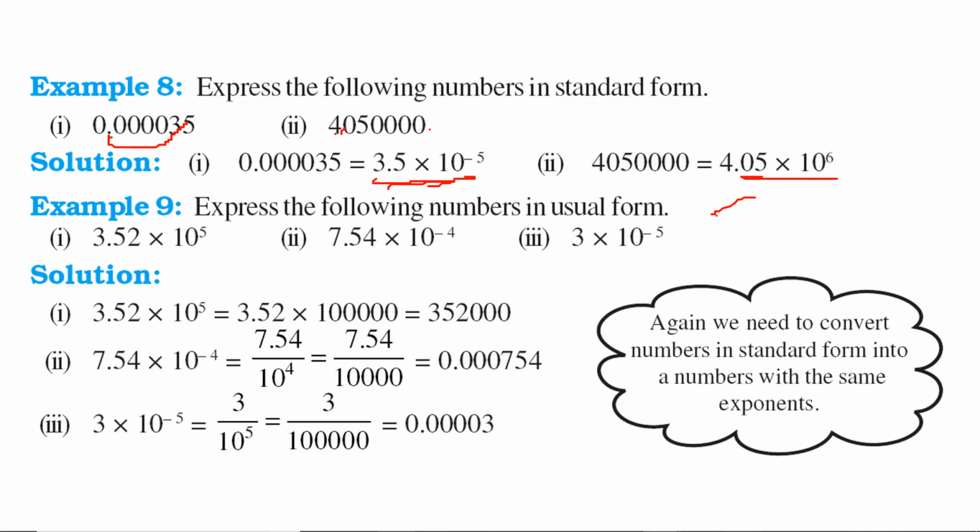Now we have to express the number in the usual form, that is 3.52 into 10 to the power 5. So you just have to multiply this by 10 to the power 5, that is 1 lakh. Similarly, 7.54 into 10 to the power minus 4 is simply 7.54 divided by 10 to the power 4, which is 10,000. And this 10,000 means you have to shift this decimal 4 places, and you have to add zeros. Now 3 by 10 to the power 5, so just you have to shift the decimal from this point to this point and you have to add certain zeros. There will be 4 zeros, this is the fifth one.